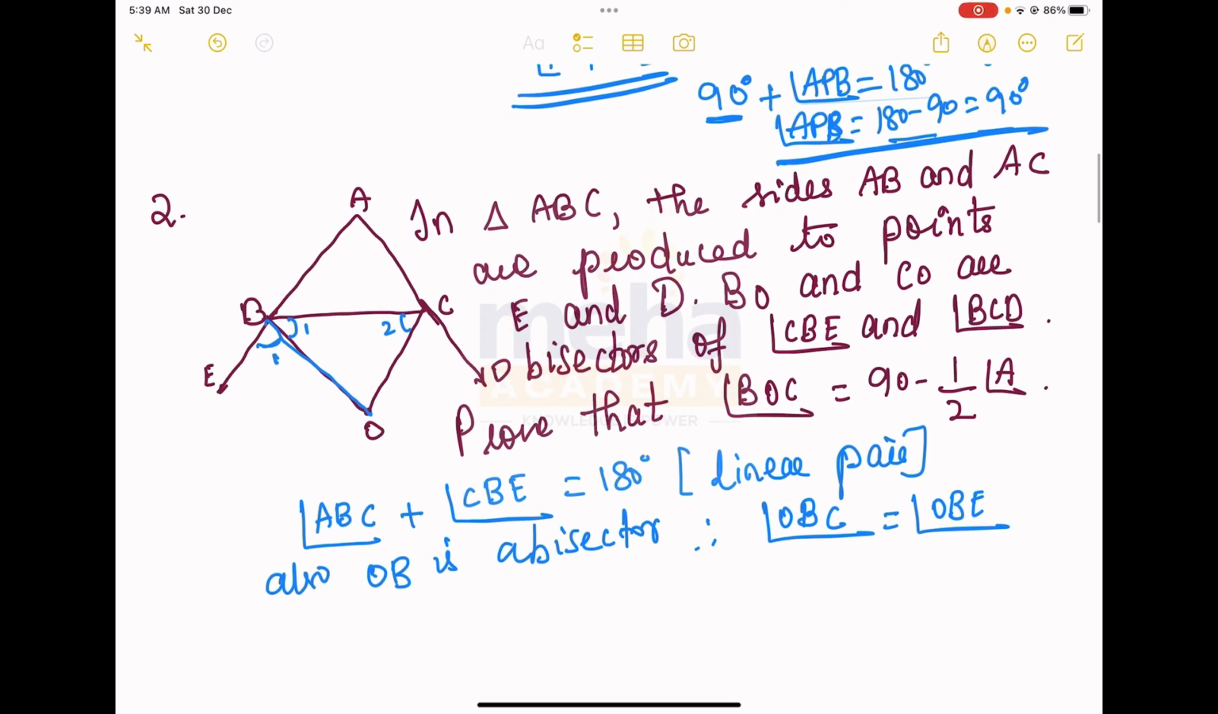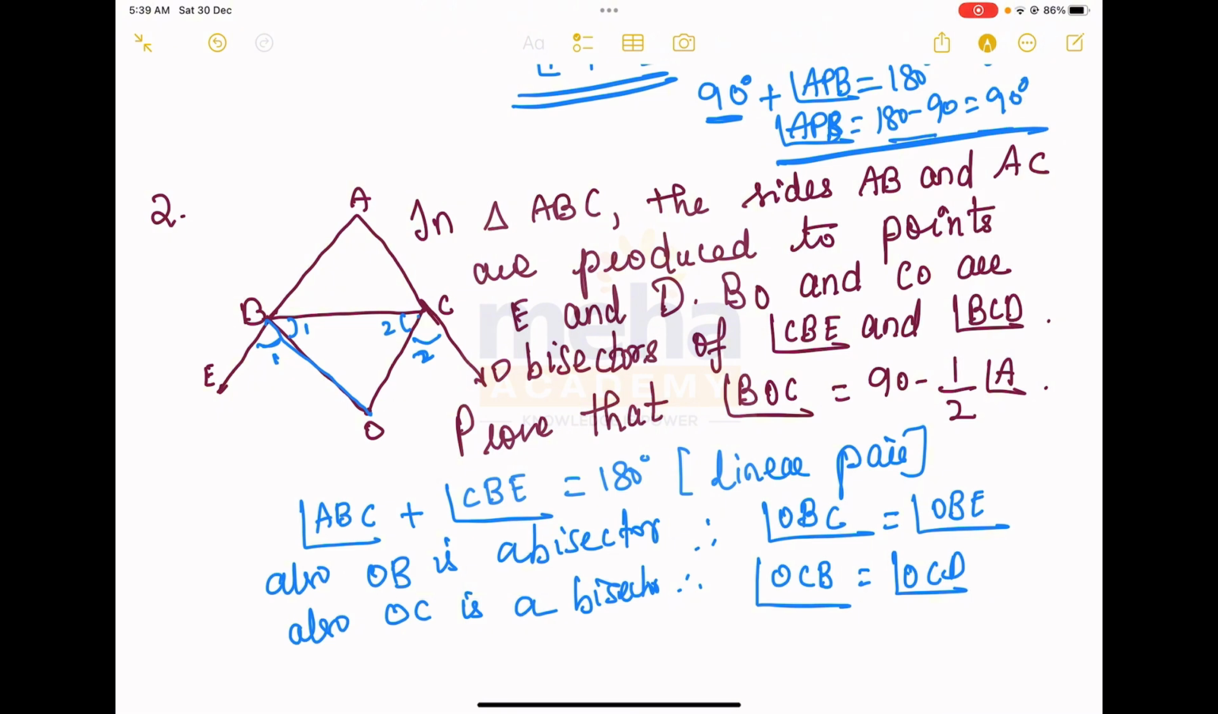Similarly, on the other side, OC is also a bisector. Therefore, we know angle OCB will also be equal to angle OCD. So this angle will also be equal to 2.